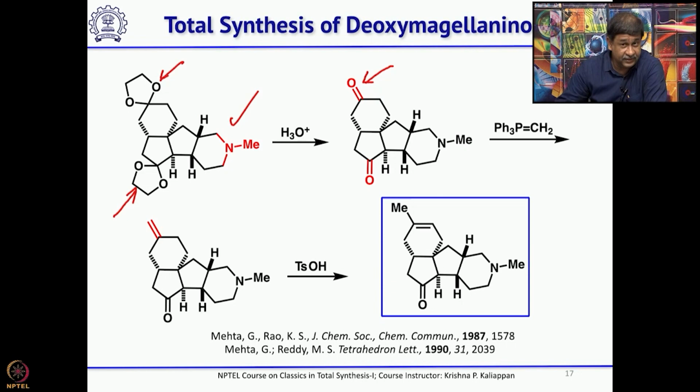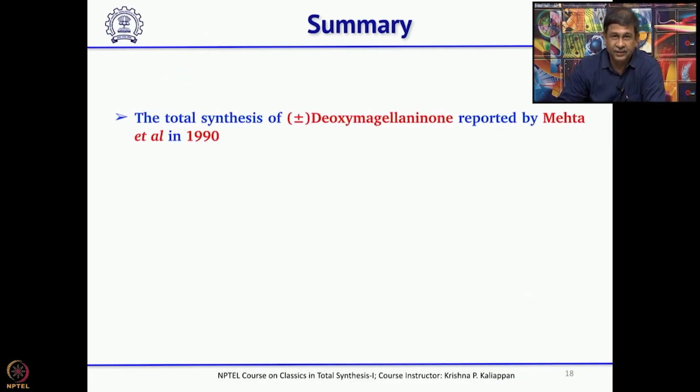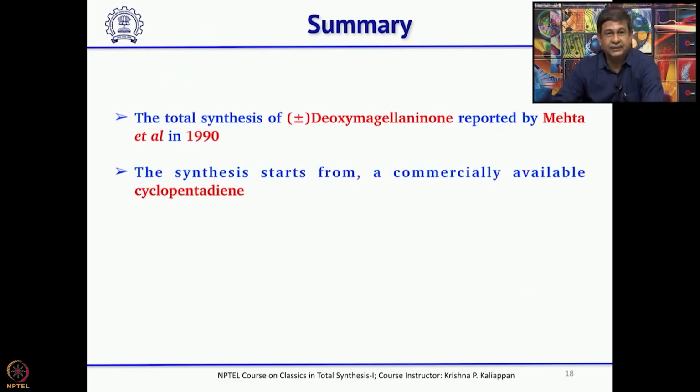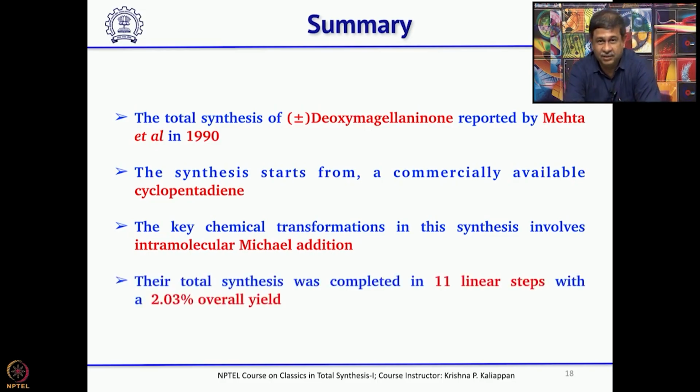So, though this is not a triquinane, if you look at the total synthesis, it went through a triquinane, and that triquinane also was obtained through a thermal metathesis which was developed by Professor Mehta's group. So, this synthesis was reported in 1990, and the starting material, as you know, is cyclopentadiene and benzoquinone, and the key step is also intramolecular Michael addition to get this deoxymagellanone.